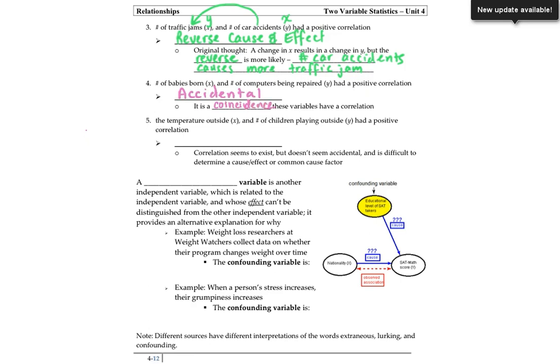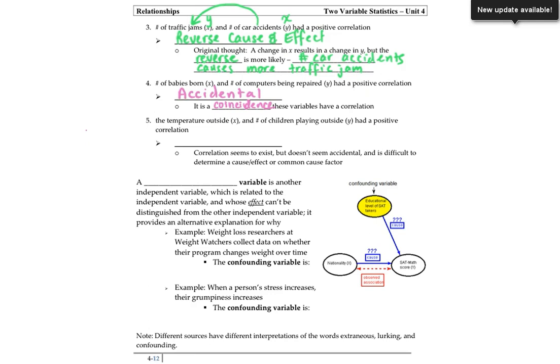The last example states that the temperature outside is the independent variable and the number of children playing outside is the Y variable. Now that makes sense. If it gets warmer outside, more children are going to go and play outside. But is it really cause and effect? Can you say that if the temperature increases, the number of children going outside will also increase? It's hard to say that that is a cause and effect relationship.